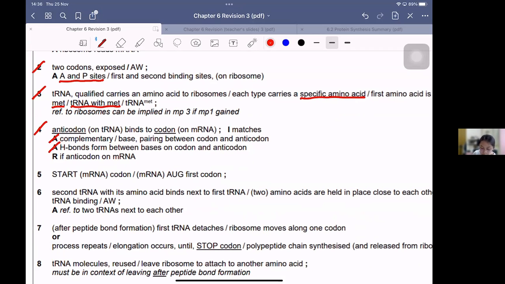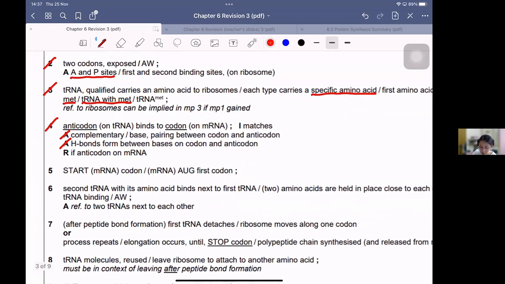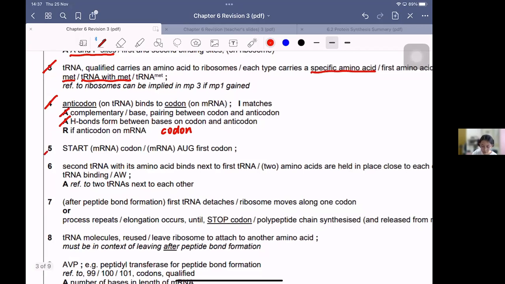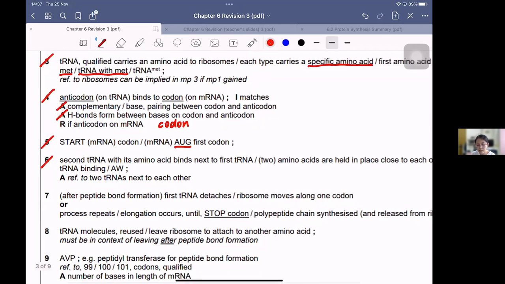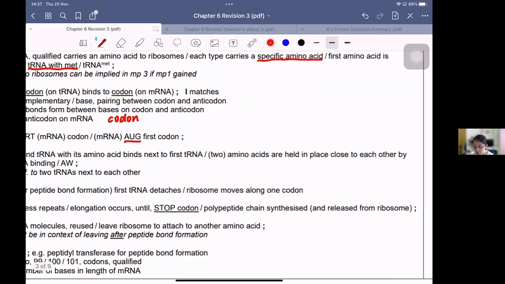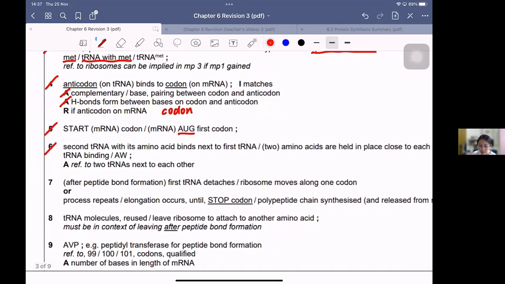So it says that it rejects the anticodon on mRNA, because for mRNA the term is actually codon and not anticodon. Anticodon is for the tRNA. For the fifth point, we can also talk about the start codon, which is AUG. A second tRNA with its amino acid binds next to the first tRNA, and the two amino acids are held in place close to each other by tRNA binding.